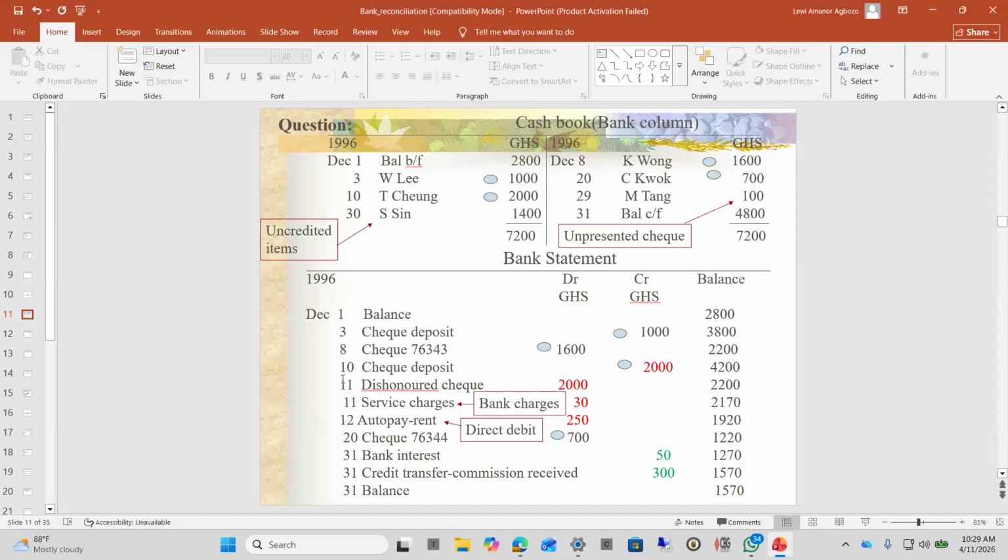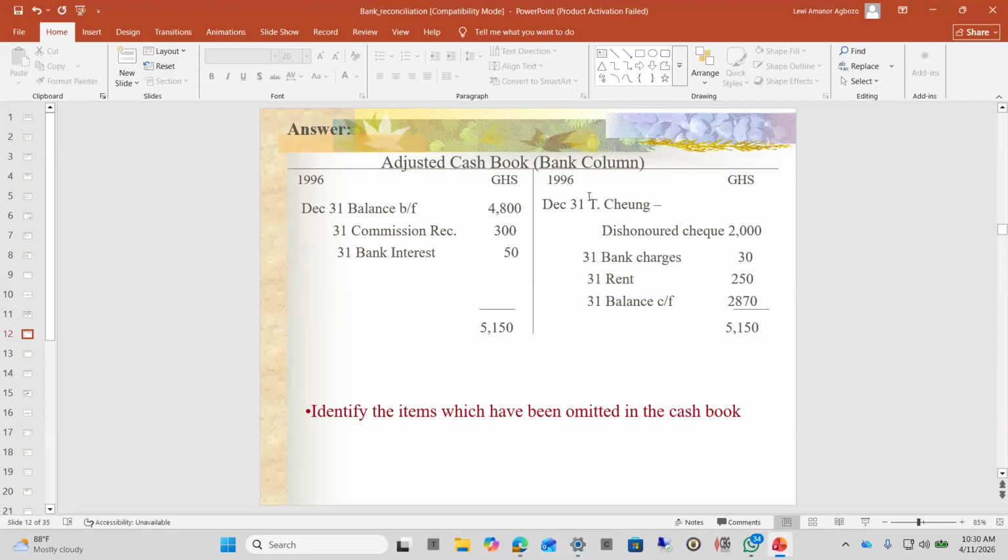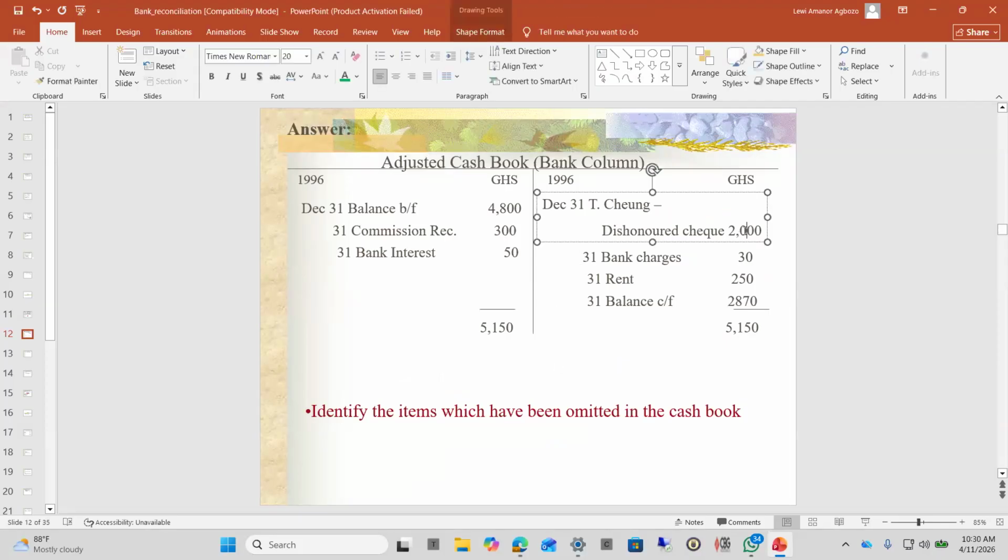On the 10th, we saw check received here as 2,000. We sent it to the bank. It was received. But later on, we noticed that the bank has dishonored it. So it took it off. What should we also do? We go back to our cash book and subtract it from it. And in subtracting it, you credit the cash book with the dishonored check. Is that understood? Yes, sir.